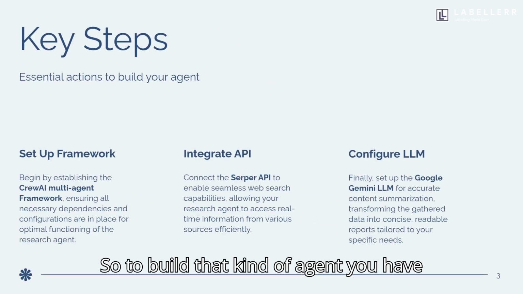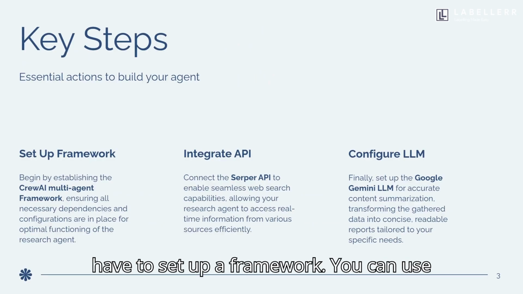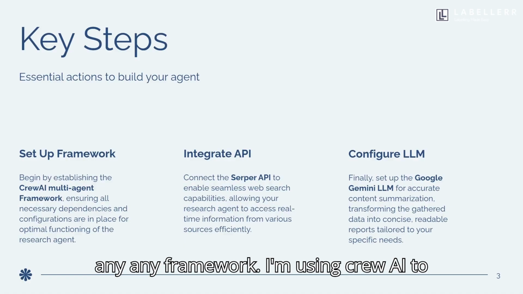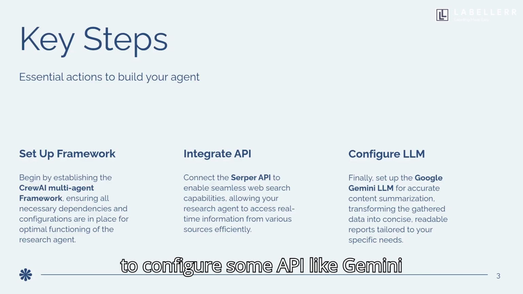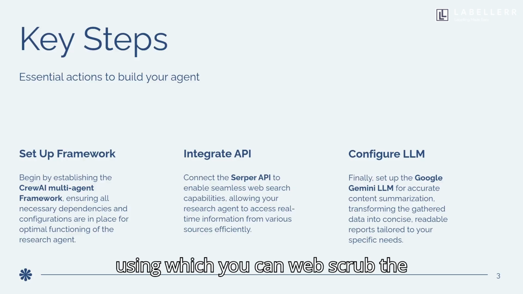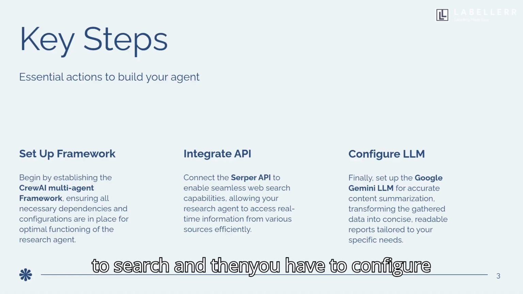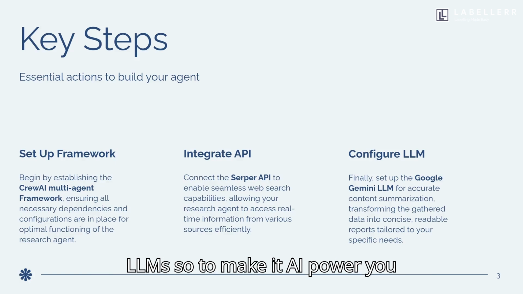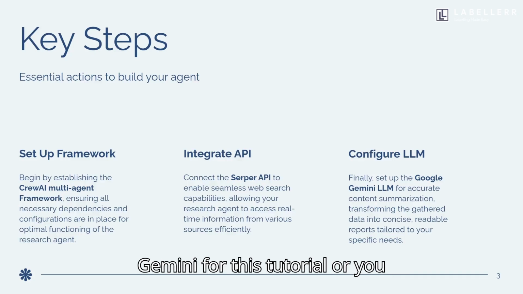To build that kind of agent, you just have to follow three procedures. First, you have to set up a framework. You can use any framework. I'm using CrewAI to build a multi-agent framework here. Then you have to integrate APIs. You have to configure some APIs like the Gemini API or some tools using which you can web scrape the latest information on the topic you want to search. And then you have to configure LLMs. To make it AI powered, you have to use some LLMs like Google Gemini for this tutorial, or you can use OpenAI or Llama, any model you prefer.